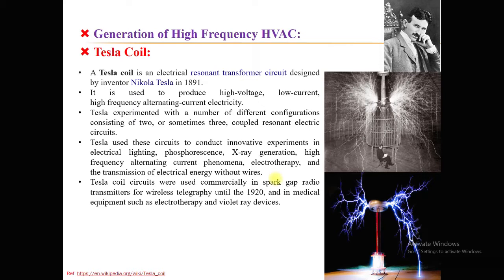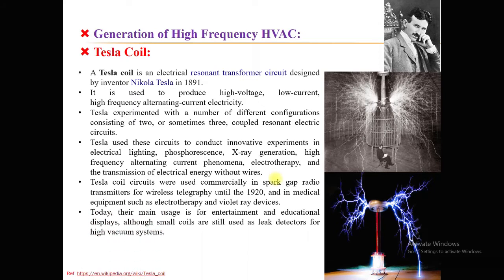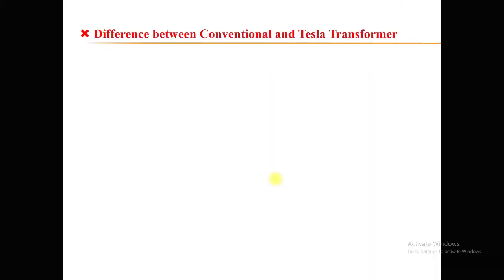Tesla coil circuits were used commercially in spark gap radio transmitters for wireless telegraphy until the 1920s, and in medical equipment like electrotherapy and violet ray devices. Today, as the video discussed, their main uses are for entertainment and educational displays, although small coils are still used as leak detectors in high vacuum systems.